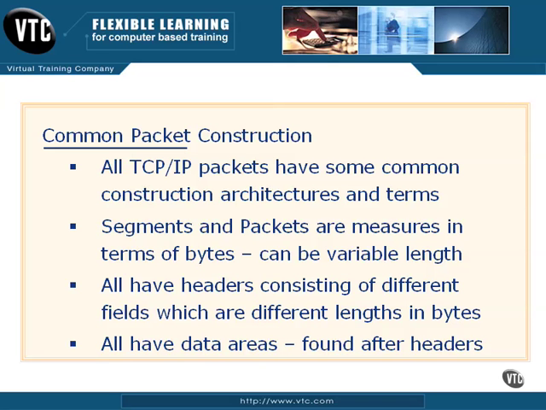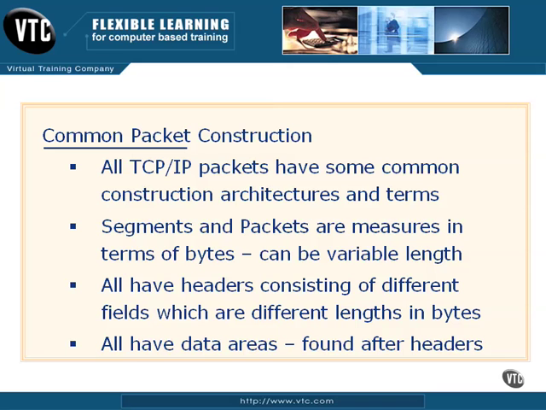Now, segments and packets are measured in terms of bytes, numbers of bytes per packet or per segment. And these can be variable lengths. They're not all the same length, depending upon whether it's a TCP segment or a UDP datagram or an IP packet or whatever. But again, they have some things in common. All have headers, of course, that consist of different fields. These different fields have different things in them that do different things for the packet or segment or datagram. And these fields are different lengths in bytes. They're not all the same lengths.